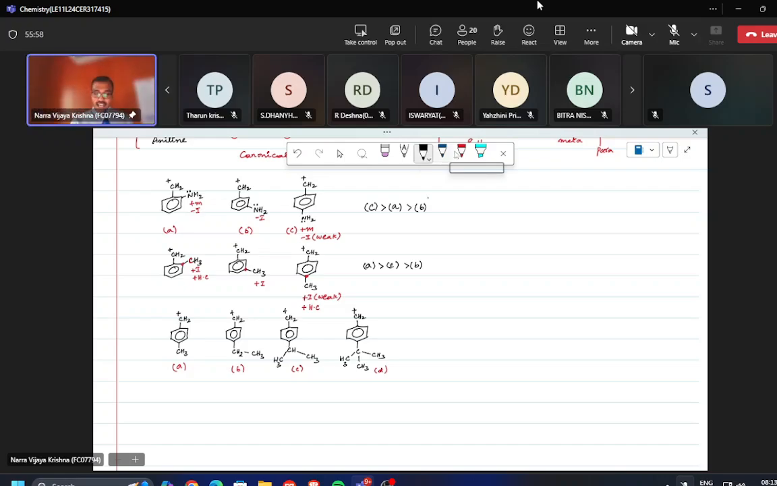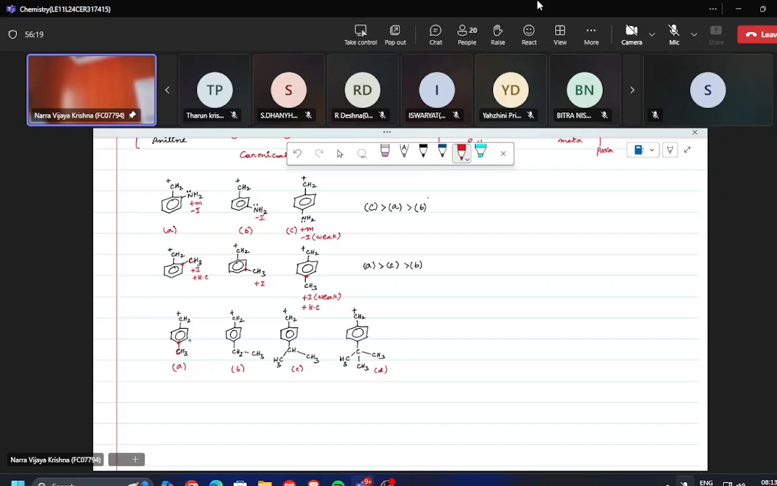This is the carbon next to the sp2 hybrid. Is this an sp2 hybridized carbon or not? The next carbon is called alpha. Whatever hydrogens are present on that carbon are all involved in hyperconjugation. How many hydrogens are involved in hyperconjugation? 3. Next carbon, 2 only. Next carbon, 1. In the last, no hyperconjugation.